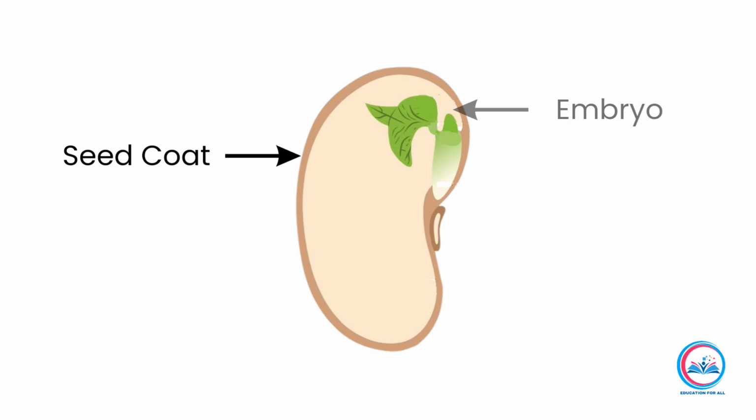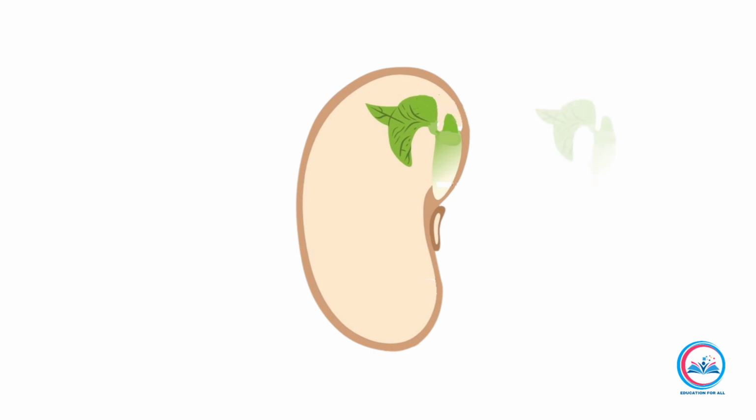Then there is the embryo present inside the seed. When we remove the seed coat, the part of the seed which we see is called the embryo. The embryo is a tiny baby plant, and it contains some leaf-like structures called seed leaves or the cotyledons.